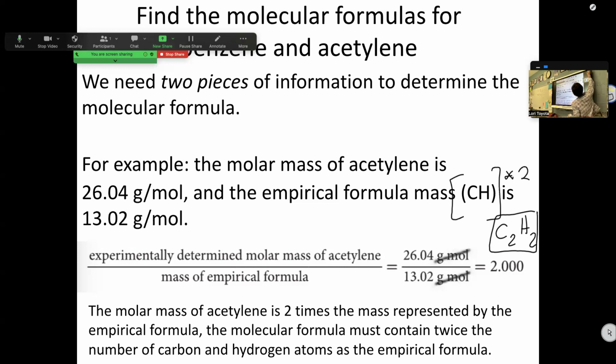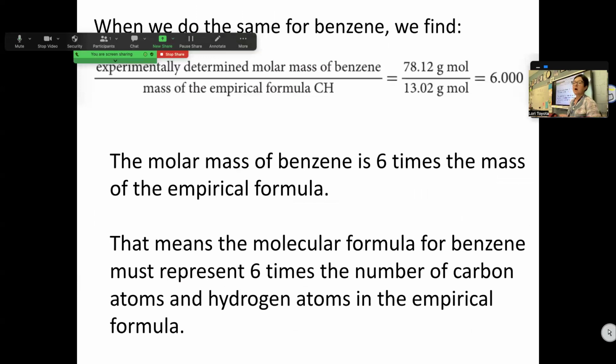We can do the same thing for benzene, and that's on the next slide, right? It was given to us. It would have to be given to us. Our lab data, right? We already found that. That's our second piece.